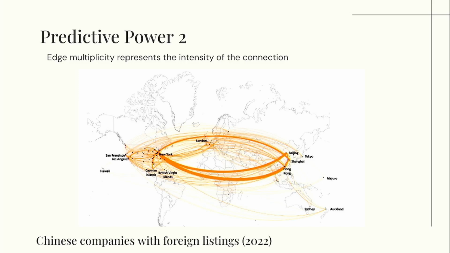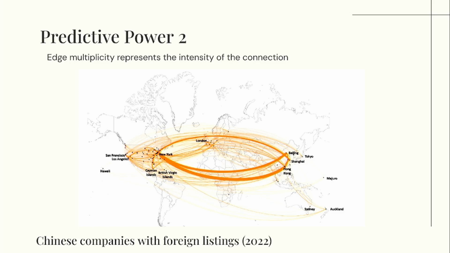Another example of edge multiplicity is this picture of Chinese companies with foreign listings. In this picture, the Chinese companies are plotted on the map as nodes. The edges represent the foreign listings and connections back to China. And the thickness of the edges represents the amount of connections between various cities.